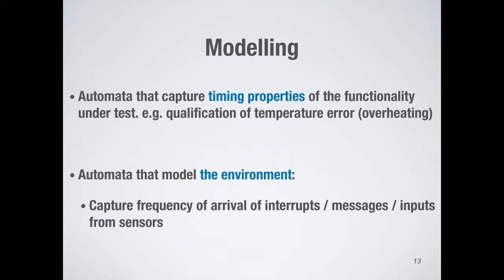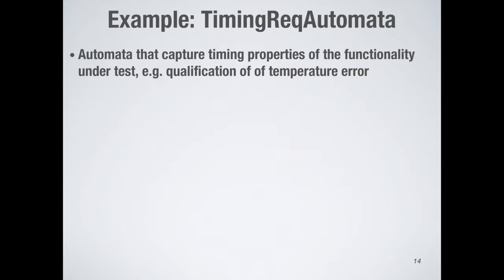This information allows us to generate complex test cases that combine interrupts and messages that are more likely to let the system break its timing requirements. The automata that capture the timing properties of the functionality under test are named Timing Requirements Automata. Here, let's take the functionality of error qualification as an example to show what the timing requirements automata look like.